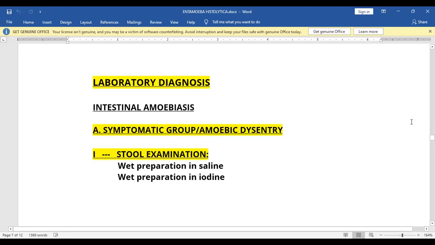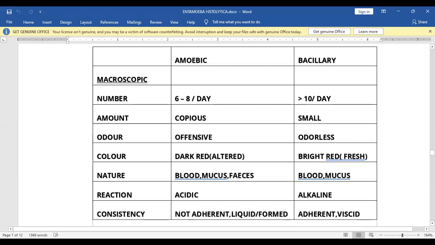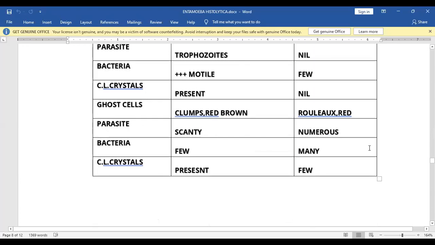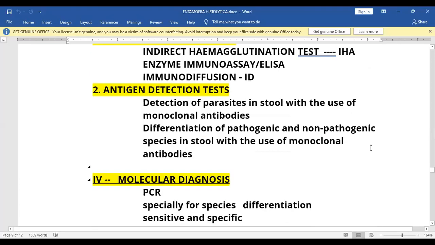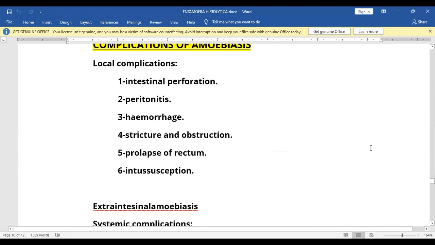Then we have the lab diagnosis, and lab diagnosis, you can make it as simple as you want. And this is a very important question because these differences between amoebic and bacillary dysentery, they come as a part of your SEQ and they're very commonly asked in your viva. A very favorite question of the examiners. And these are the tests which I have mentioned, and the complications, another viva question.